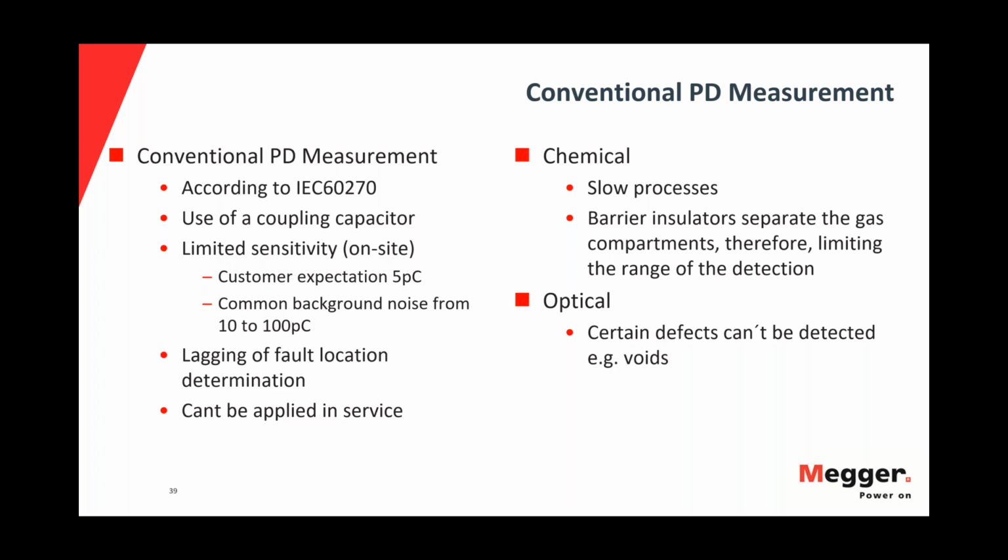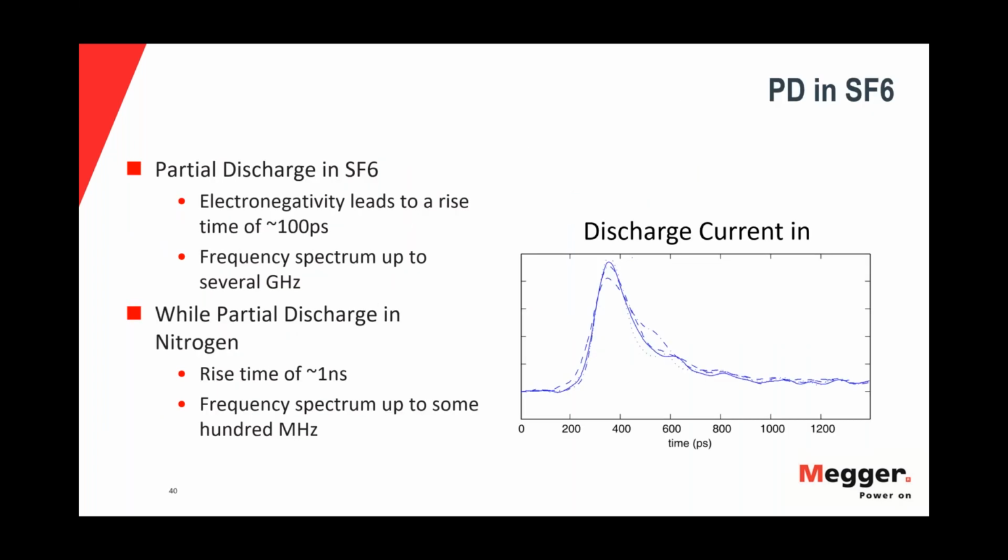In SF6 gas, electronegativity leads to a rise time of 100 picosecond, which is much faster than the rise time of nitrogen or air. So the frequency spectrum shows up to several gigahertz, which makes it ideal for UHF measurement. That's why in GIS, UHF is mostly used.